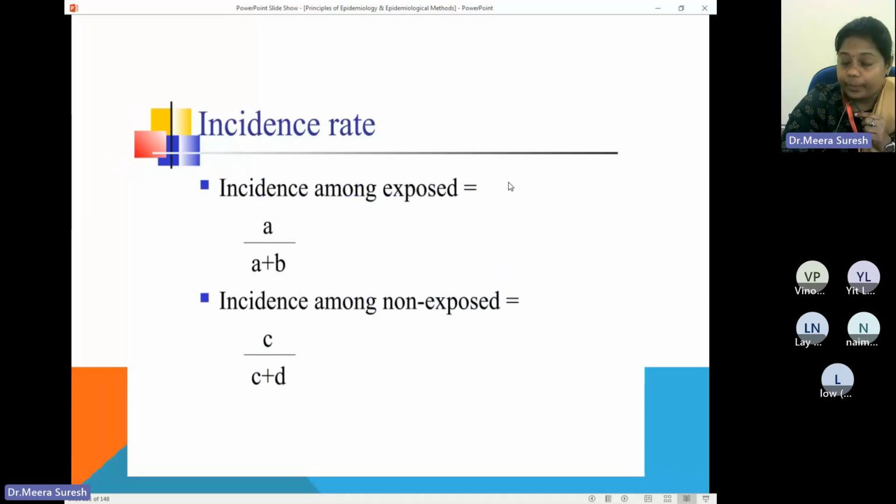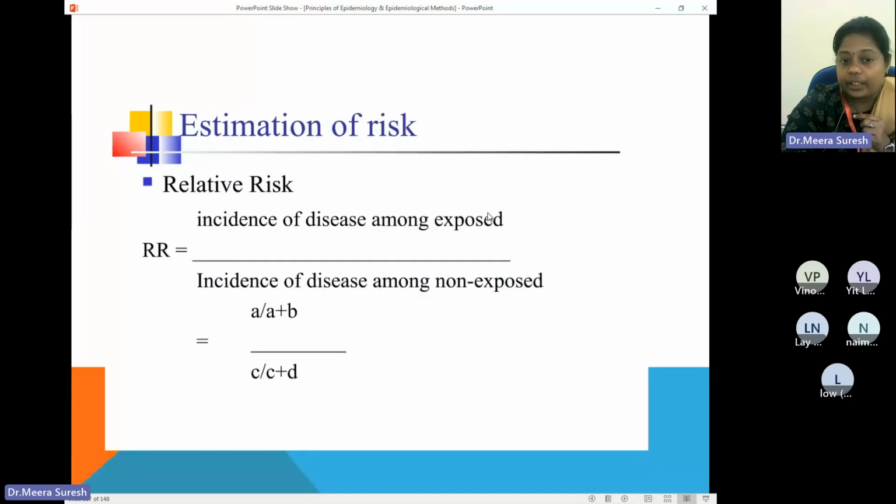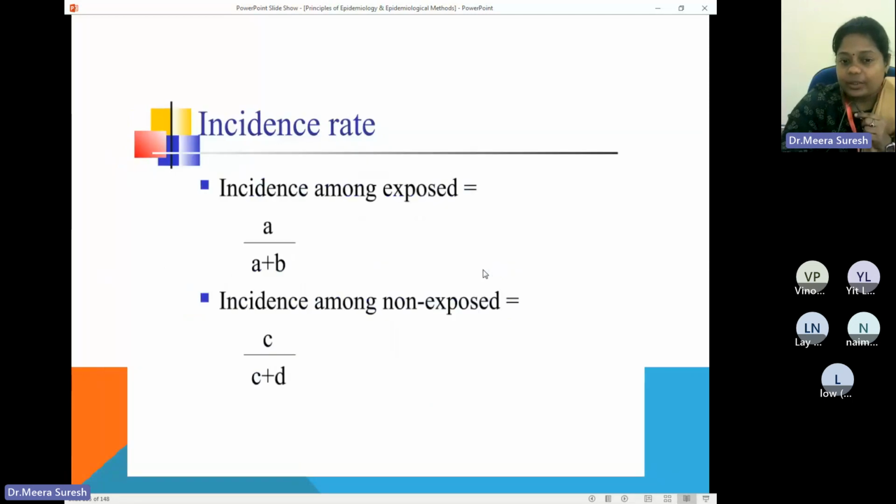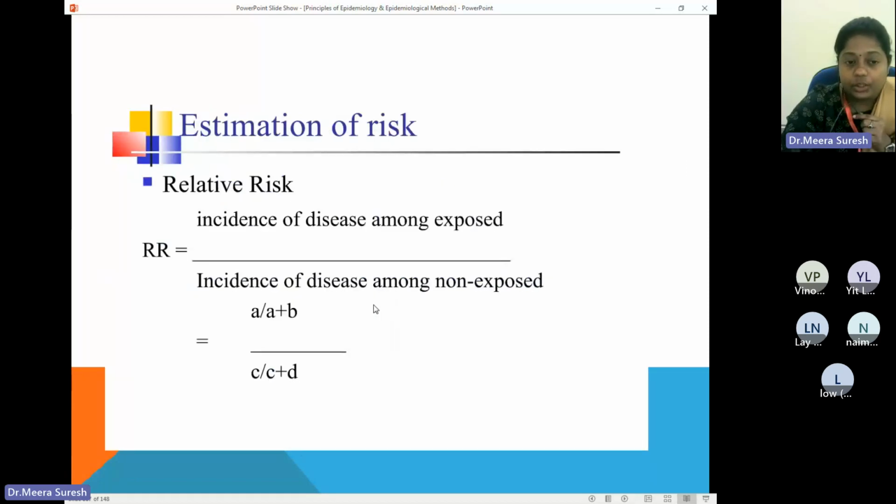So incidence among exposed should be the people who developed disease divided by the people who were exposed. People who developed disease among the exposed will be A, and that is divided by people who were exposed, which is A plus B. That is how they come into this formula. But it doesn't matter that you have to remember these formulas. And this will be the formula to calculate relative risk: A by A plus B divided by C by C plus D. However, we won't be going into these calculations much.